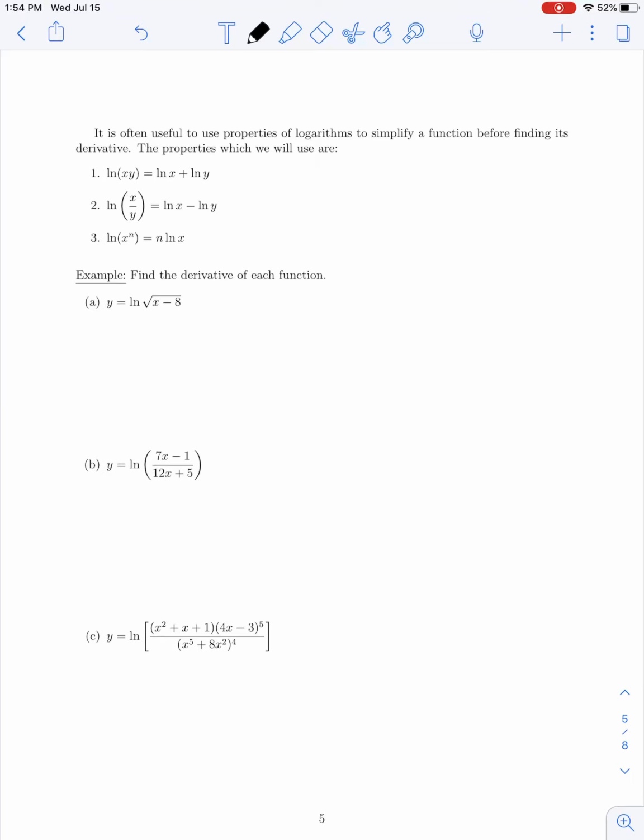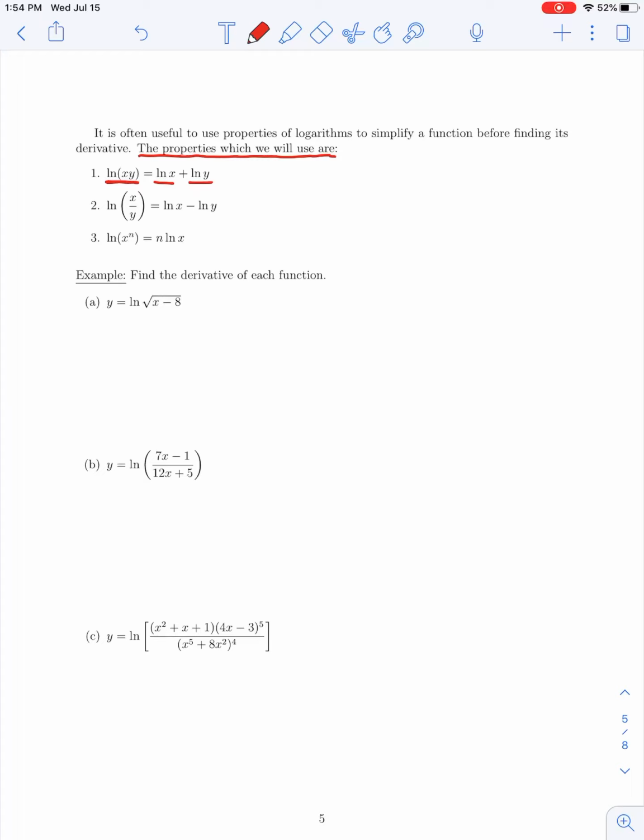Now, the properties that we're going to make use of are the following. You can recall these from your pre-calculus class or business math class. The first property is that the log of a product, say x times y, is equal to the sum of the logarithms of those factors. That is, the natural log of x times y is the same as the log of x plus the log of y. So logarithms turn products into addition.